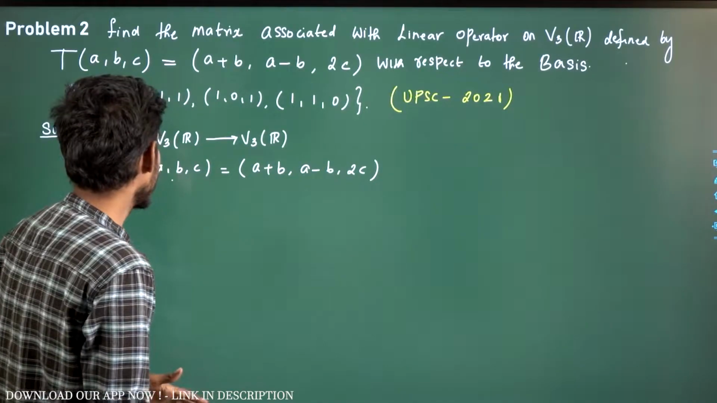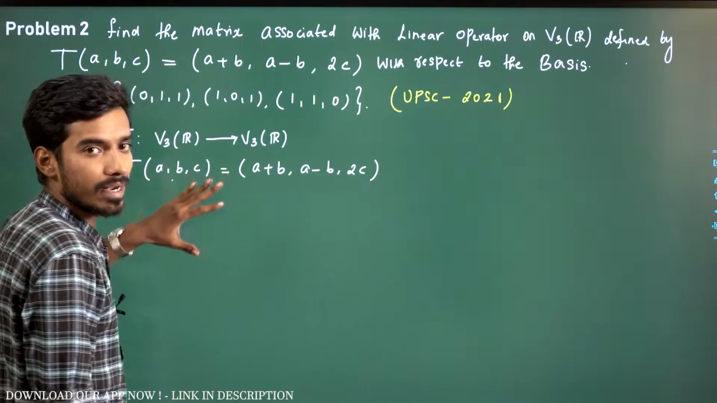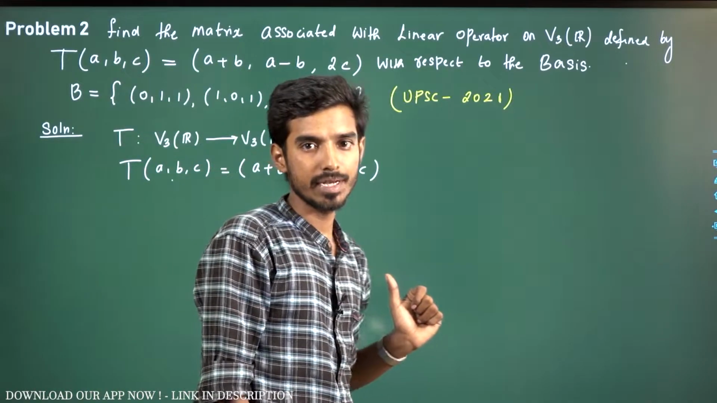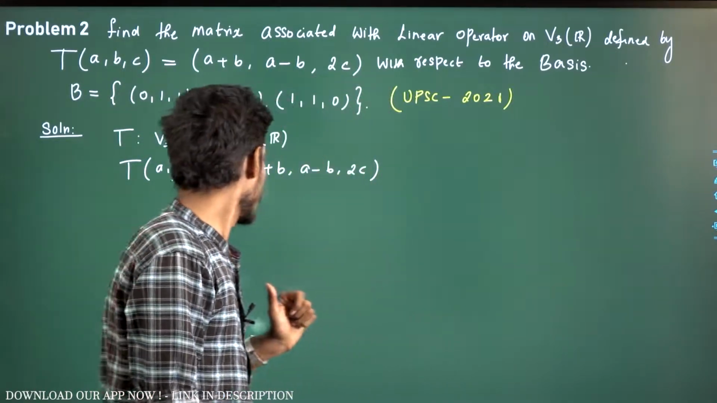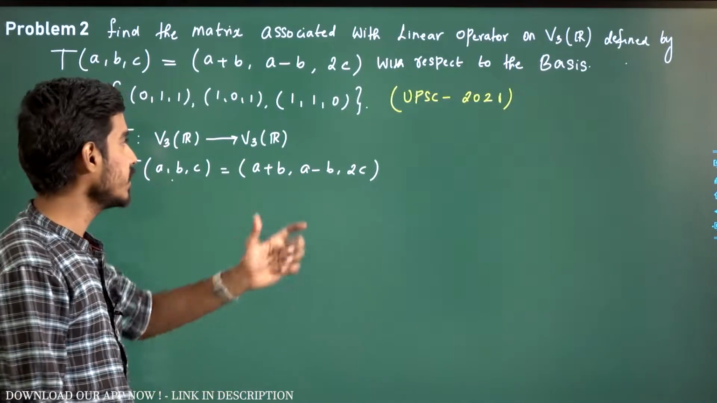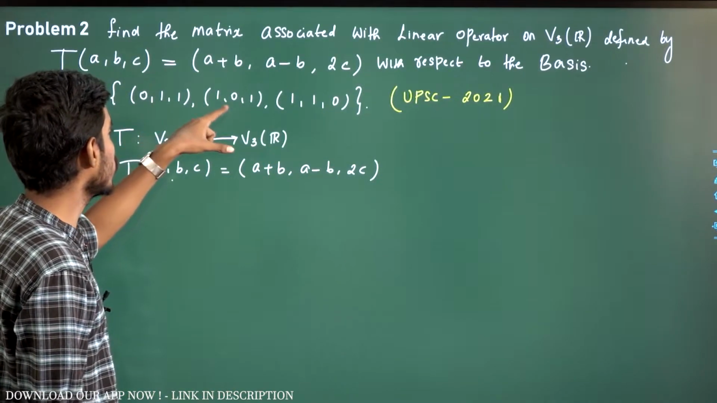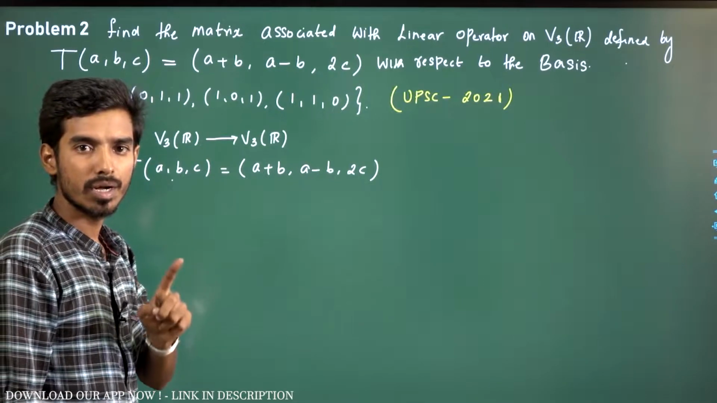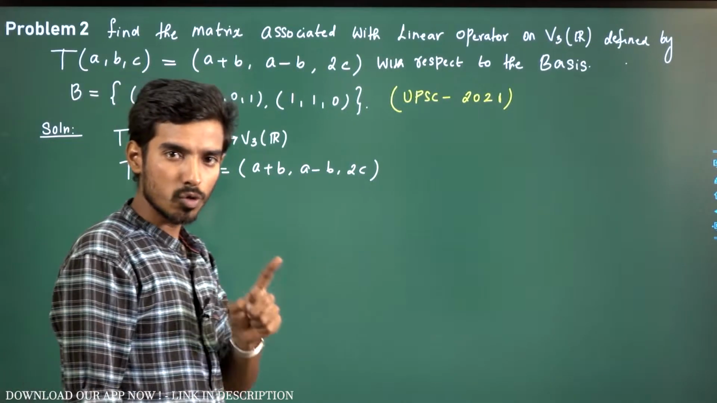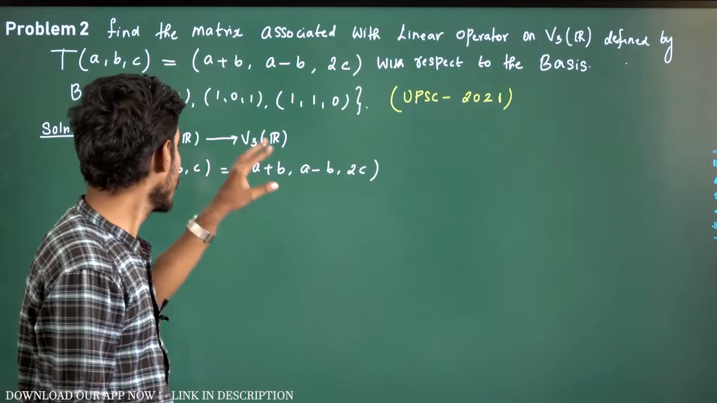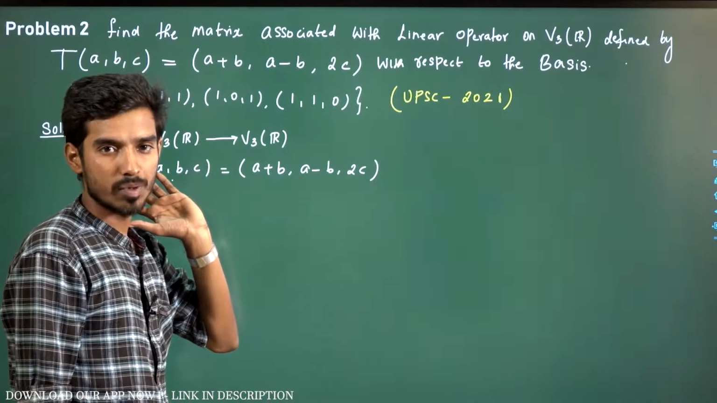Very simple. Now we need to find the corresponding matrix for this linear transformation, right? How to do it? Very simple, right? First, they have given the basis as 0, 1, 1; 1, 0, 1; 1, 1, 0. If they give only one basis, you take that as the basis for the domain space as well as the column space, right?